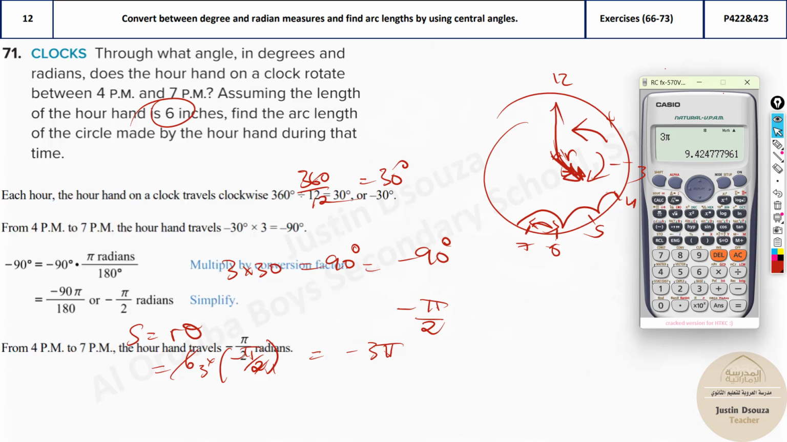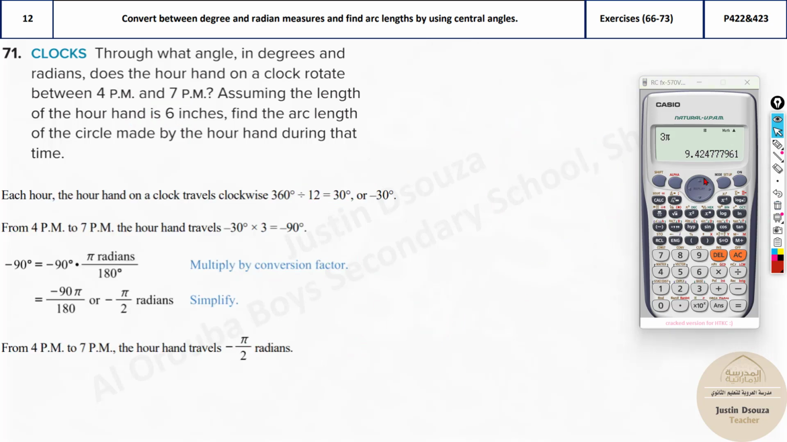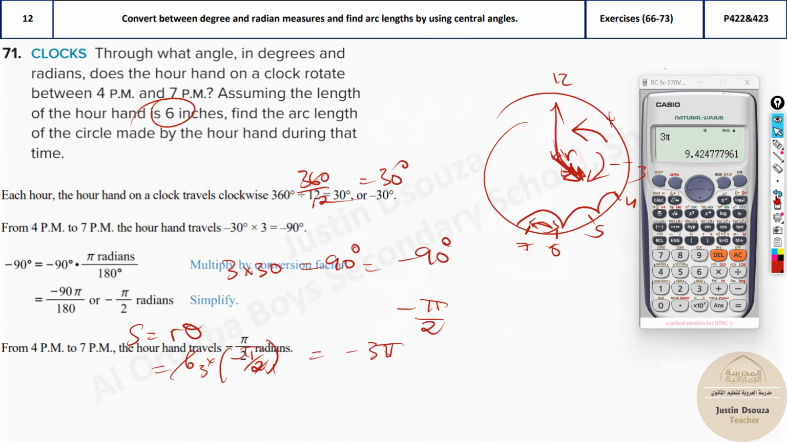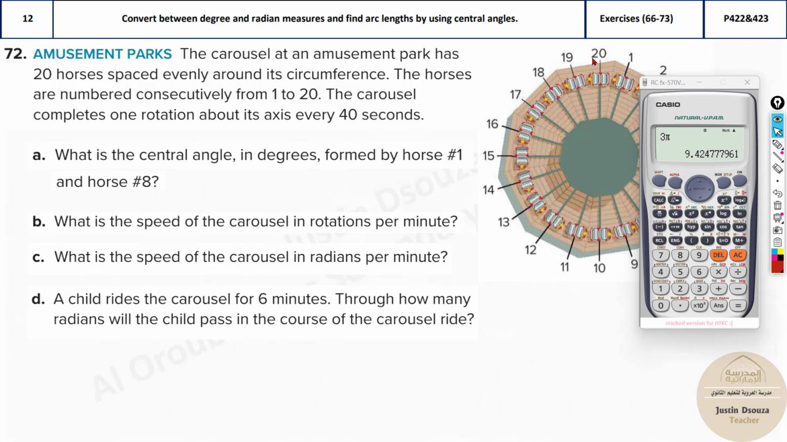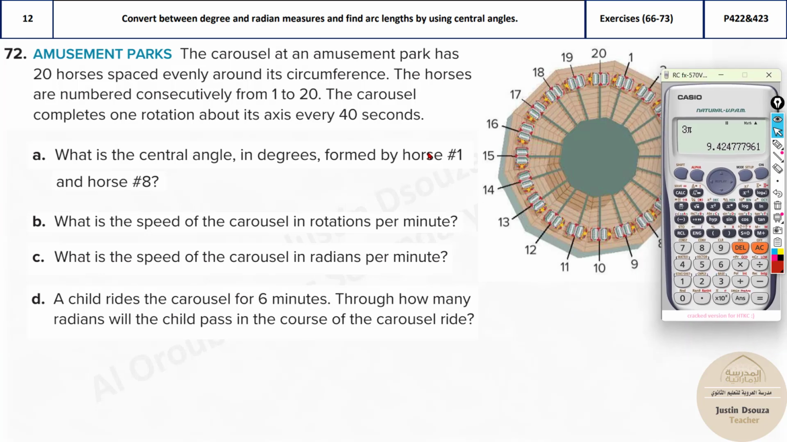So let's just check the answers. You can see here we had got negative pi by 2. Yes, that's correct, because it's going downwards. But over here they have not used negative, but you can use negative, it's fine. But make sure you write the length is only 3 pi inches because it can only be positive. The distance is only positive. That's the reason.